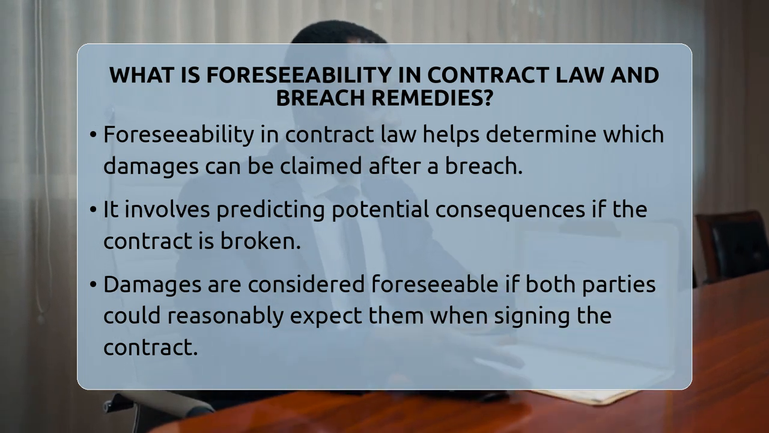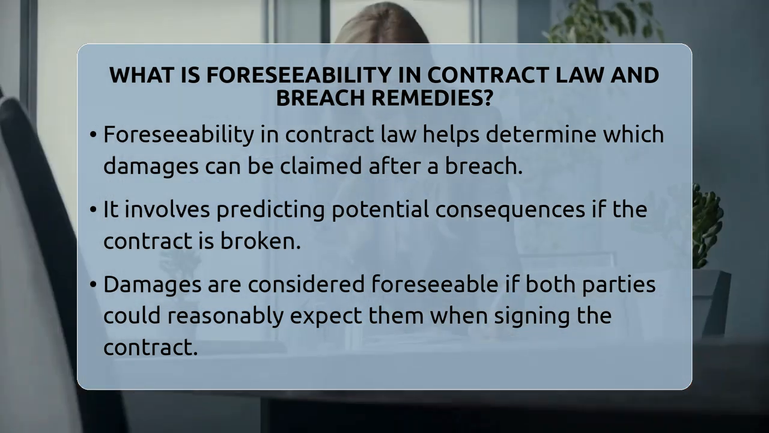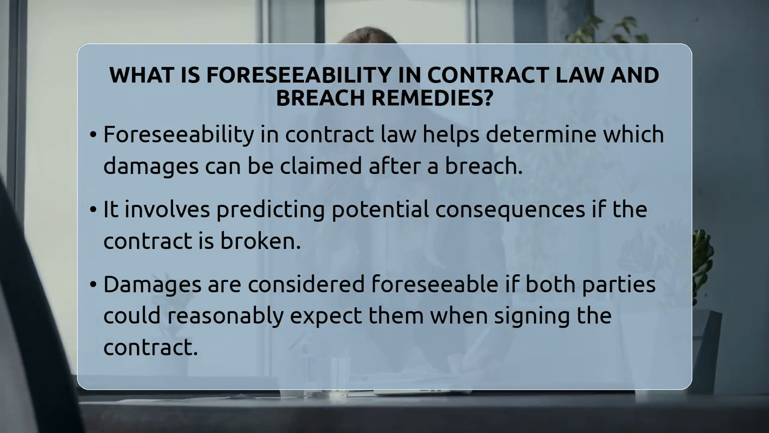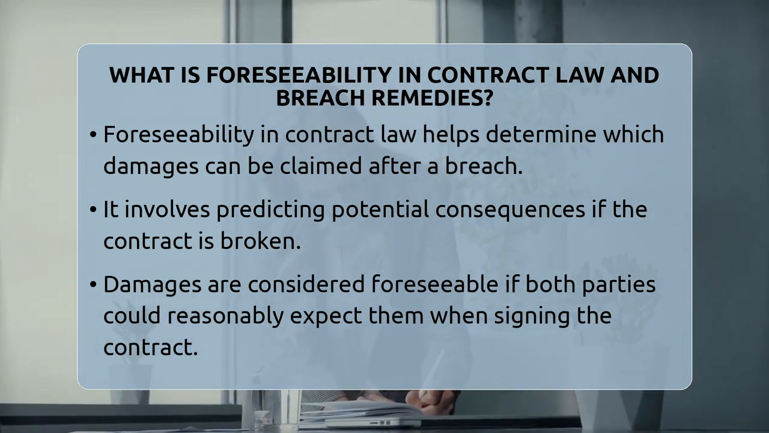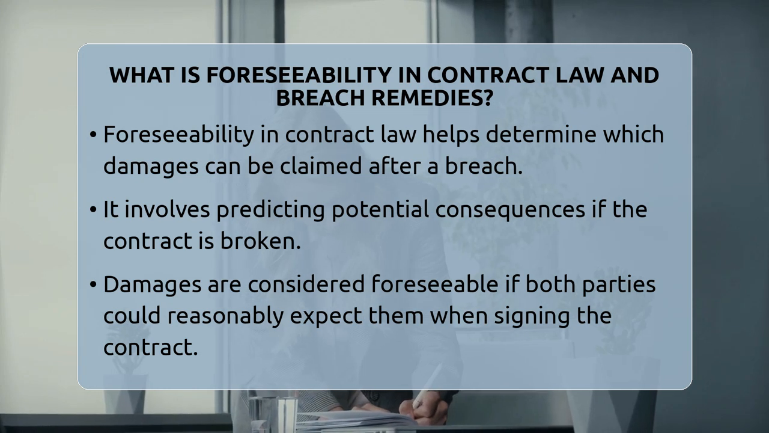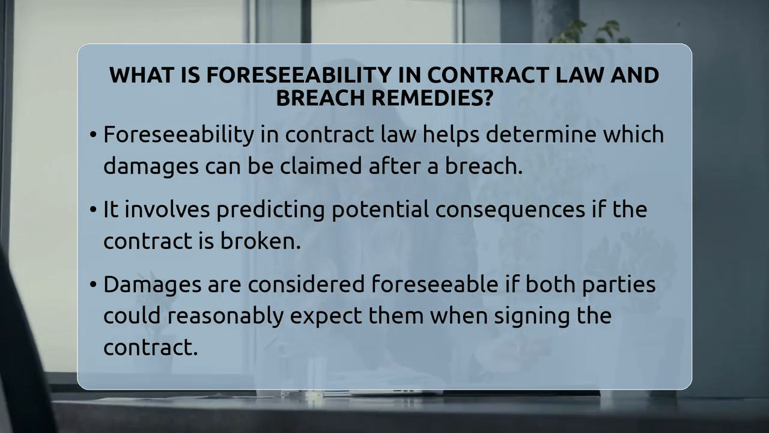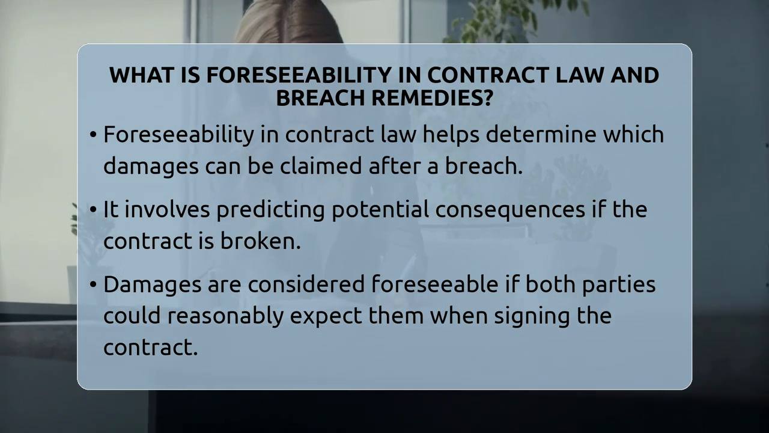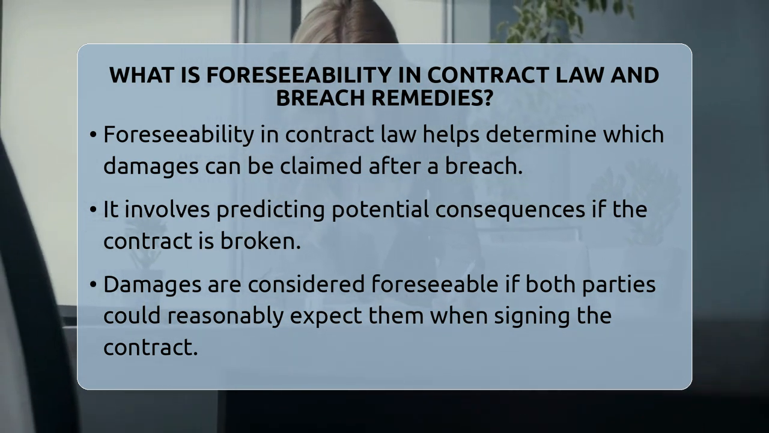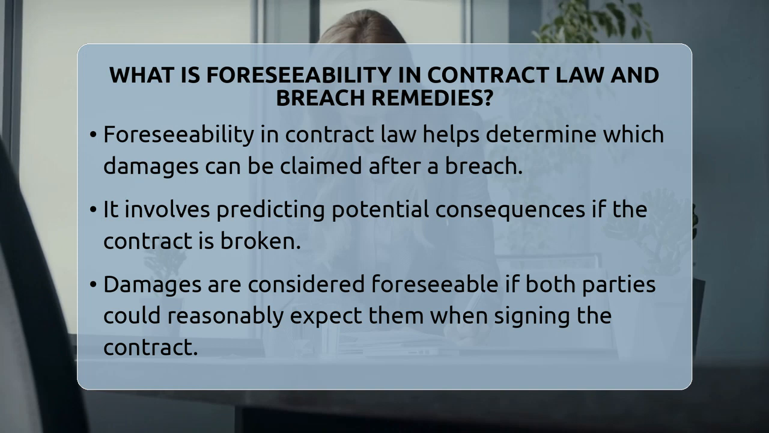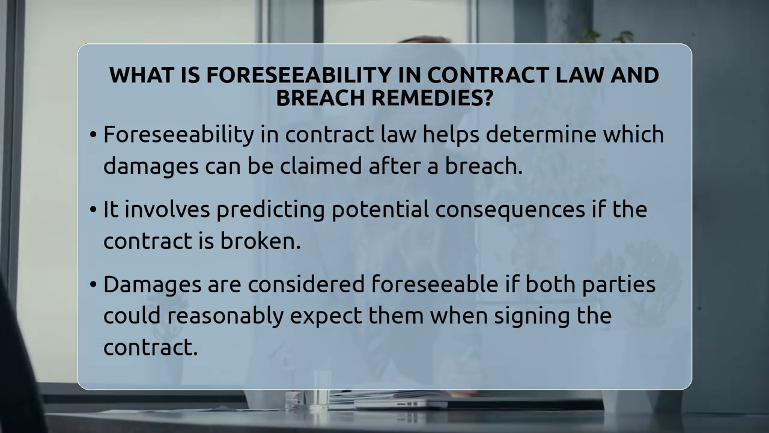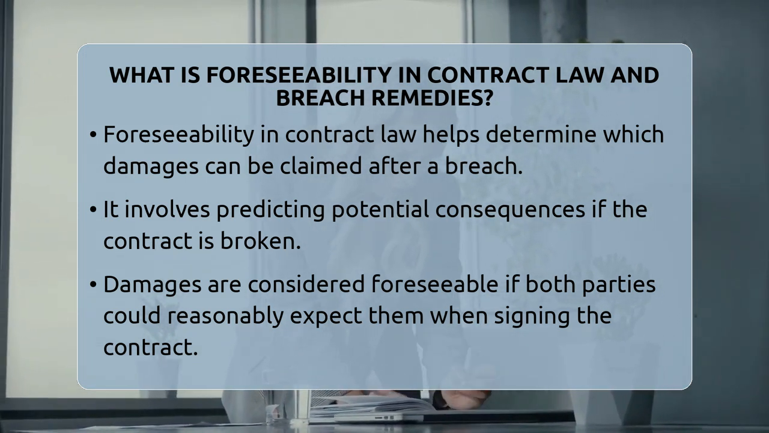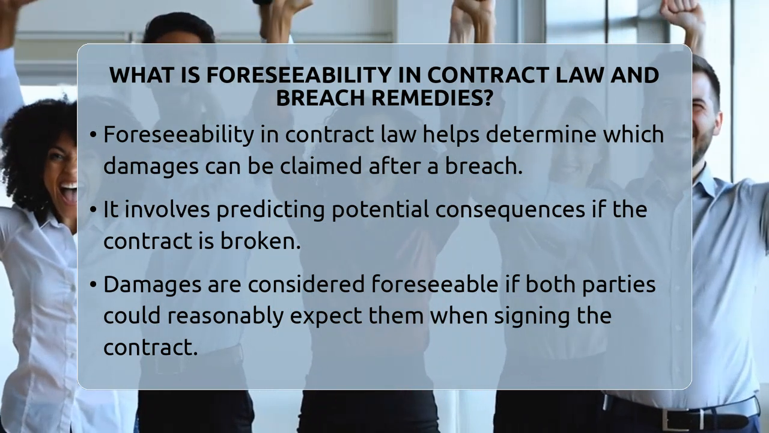It's a key idea in contract law that helps decide what kind of damages can be claimed when someone breaks a contract. Think of foreseeability as the ability to predict what might happen if the contract is broken. It's about whether the damages were something both parties could reasonably expect when they made the deal. When courts look at foreseeability, they check if the damages were a natural result of the breach.